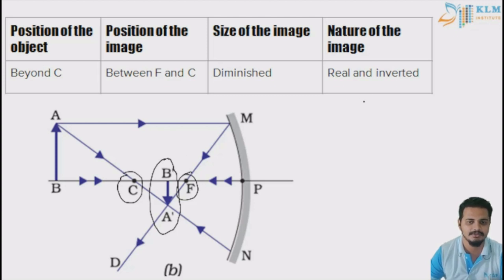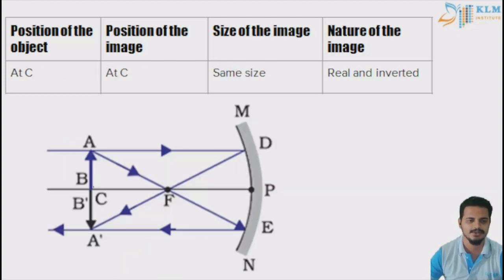The nature of the object: it is real, but it is inverted. You can see the arrow mark is pointing upwards here. The arrow mark is pointing downwards here. We'll try one last example.